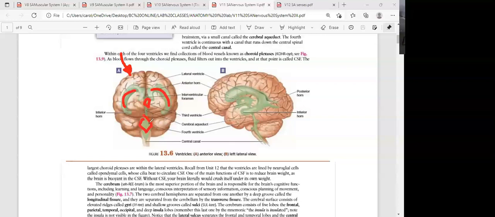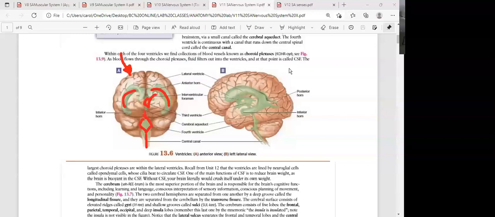There are going to be communications between these ventricles. For example, right here, we're going to have the interventricular foramen. This one is going to be the cerebral aqueduct. And right here, we're going to have the central canal that is going to take the fluid down into your spinal cord. So the cerebrospinal fluid covers your spinal cord as well as your brain, providing some cushion and buoyancy, as well as some chemical stability, because we are going to be able to remove the waste produced by the neurons outside of the brain using the cerebrospinal fluid.